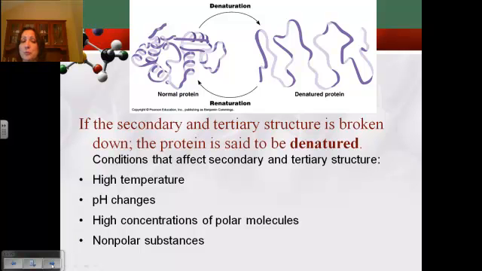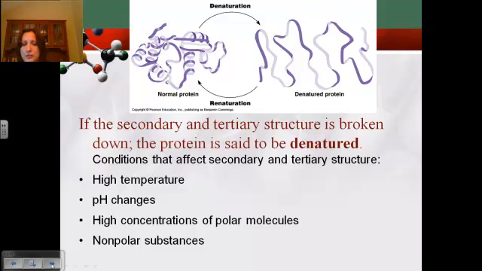Okay, if we lose the secondary and tertiary structure of a protein, we refer to it as denatured. And when it loses its shape like this, when it's denatured, it's no longer functional. So some of the things that can affect this would be high temperature. So obviously we're increasing the energy and we're going to lose some of those attractions, such as hydrogen bonds and so on. pH changes are going to affect those acidic and basic groups, and so that's going to affect those interactions. High concentrations of polar molecules are going to affect the structure of it, because it's going to be interacting with polars and maybe having some kind of a non-interaction with some of the hydrophobic groups that might change how they're oriented. And then finally, the non-polar substances.